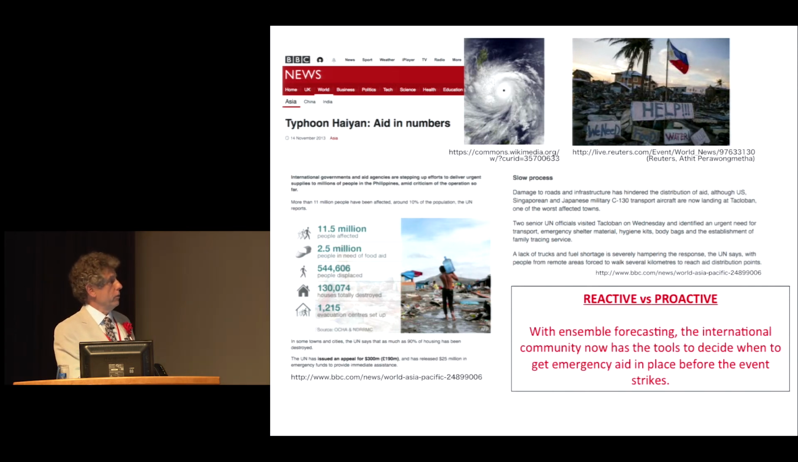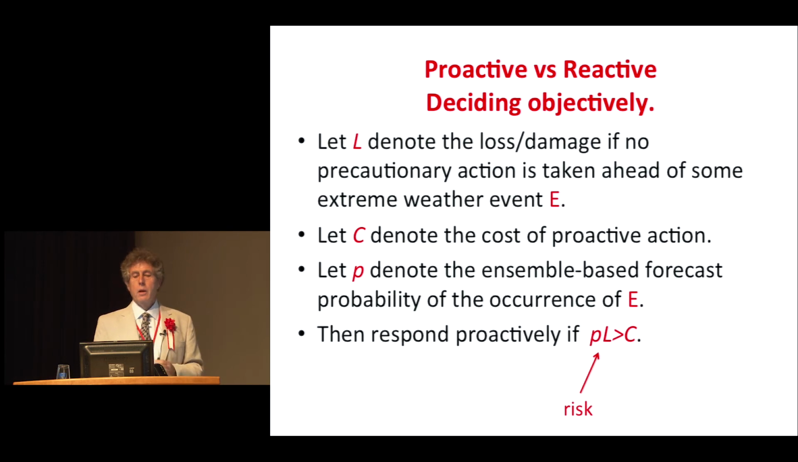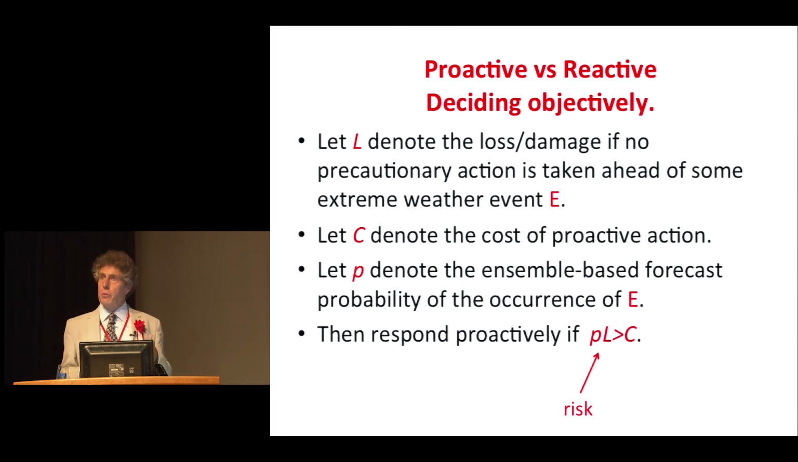And with ensemble forecasting, we can now provide this estimate of risk and give the international community the tools to decide when to get emergency aid into place before the event strikes, not after the event strikes, and hopefully avoid all these problems that occurred. I just want to give you a simple example of how one does this. So this is very standard decision theoretic analysis.